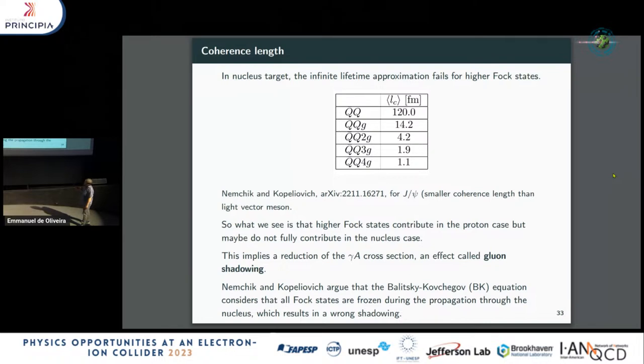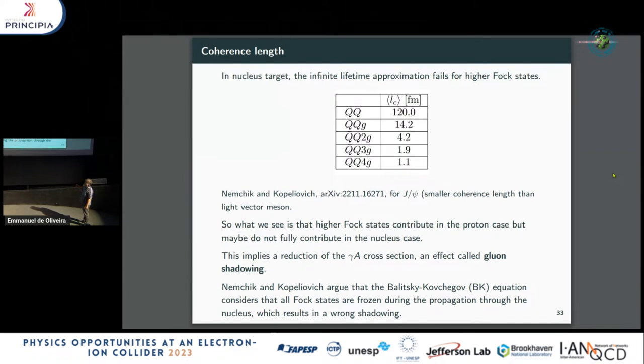So Kopeliovich and Nemchik provided this table of the coherence length of the quark and antiquark, plus gluon, plus two gluons, etc. They did it for J/psi, okay, not for light vector mesons. And then you see for quark and antiquark, okay, this is much larger than the nucleus and the proton.